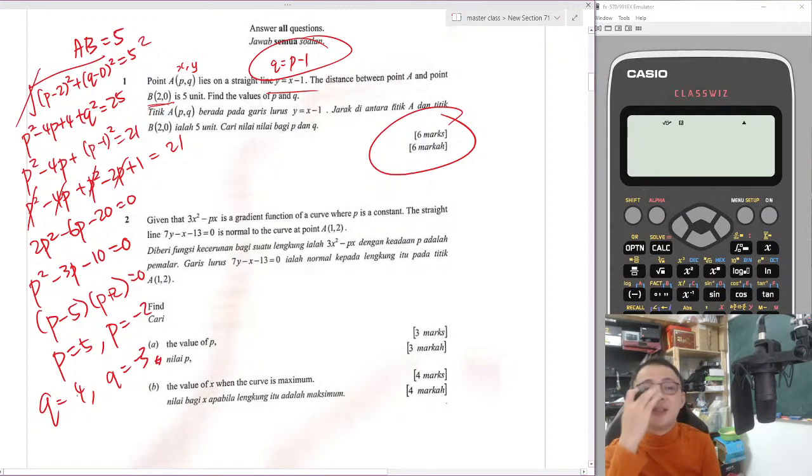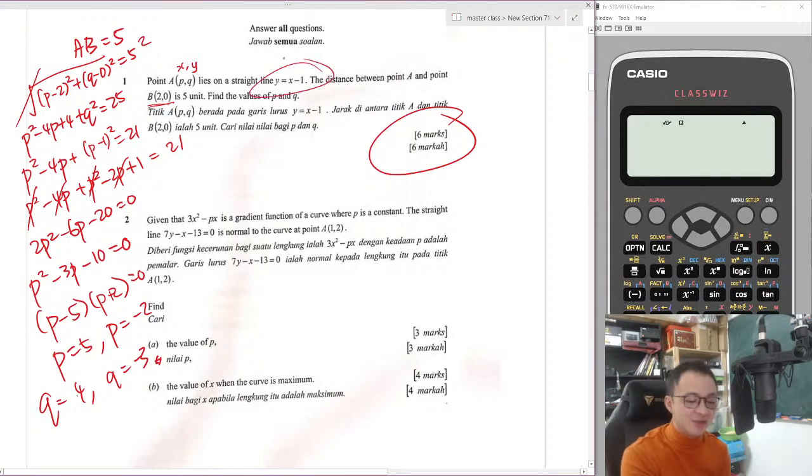First by using the distance formula, because at first I understand the PQ is actually 5 units. Normally they will say it's always 5 units, and then they ask you to find the PQ. Since I know the coordinate A also lies on the straight line, this is the reason why I can sub the straight line equation back into my distance formula to find the values P and Q here.